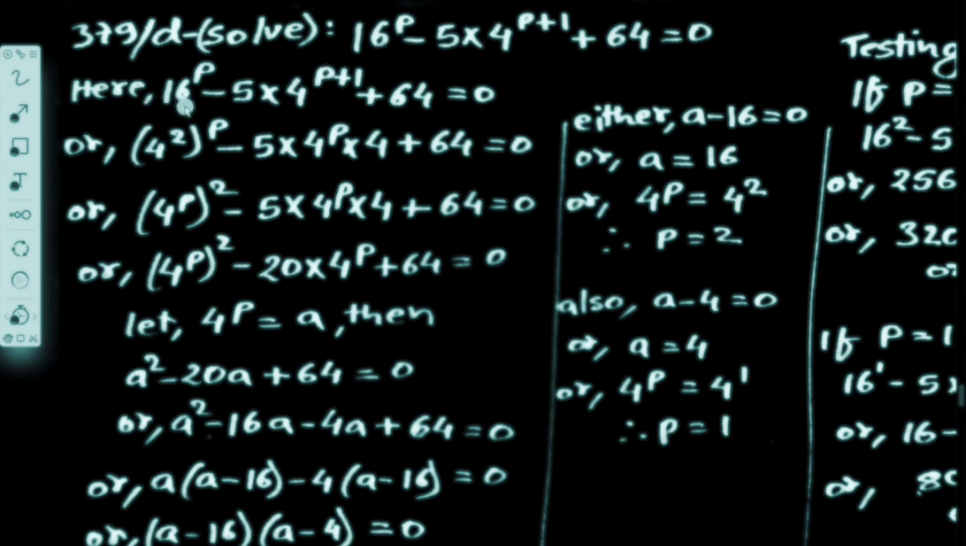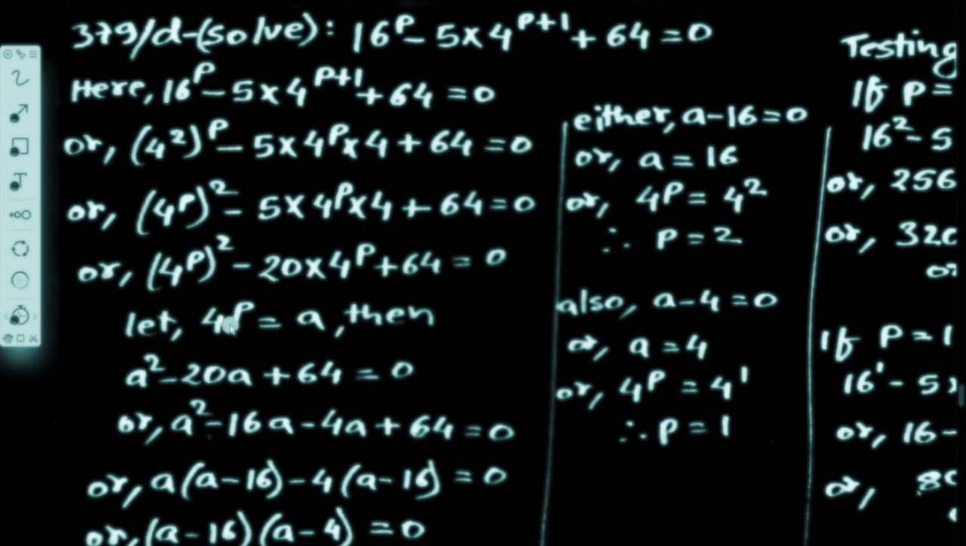See here, 16 power p minus 5 into 4 power p plus 1 plus 64 equals 0. The question is written here as usual. Or 16 means 4 square, so 4 square power p, minus 5 into 4 power p into 4. The power is separated here, so 4 power p into 4, plus 64 equals 0. Or 4 power p squared. Now this p comes down and 2 comes up. So 4 power p squared minus 5 into 4 power p into 4 plus 64 equals 0. Or 4 power p squared whole square, minus 5 into 4 is 20, 20 into 4 power p, plus 64 equals 0.